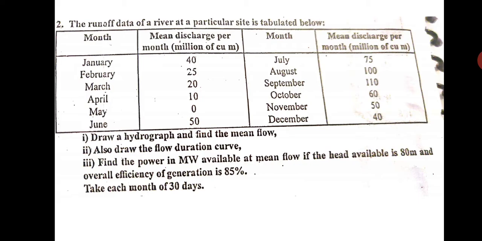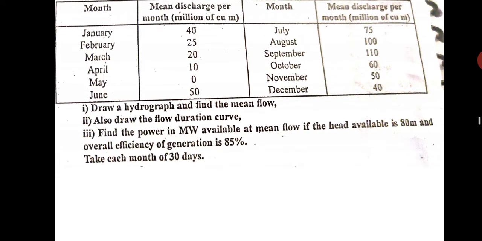Find the power in megawatt available at mean flow if the head available is 80 meters and the overall efficiency of the generation is 85%. So two data are given: that head is 80 meters and the overall efficiency of generation is 85%. So we have to find the power in megawatt available at the mean flow, because now the flow rate is varying from 0 to 110. And take each month as 30 days.